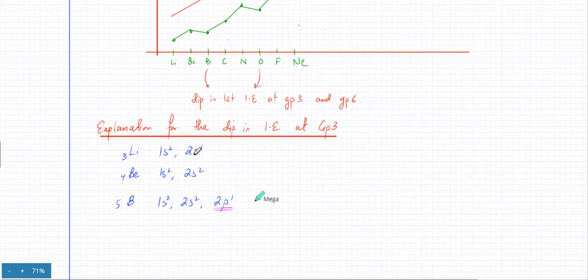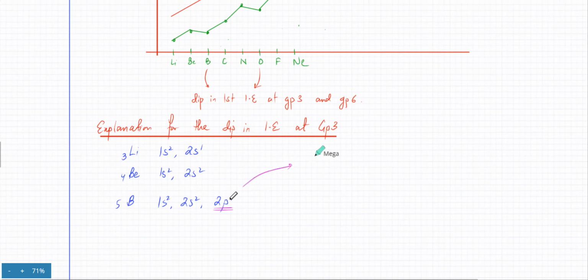Now between these two, this wasn't a factor because you were removing electrons from the same subshell. But now you're removing an electron which is slightly further away. So it becomes easier to remove electrons.